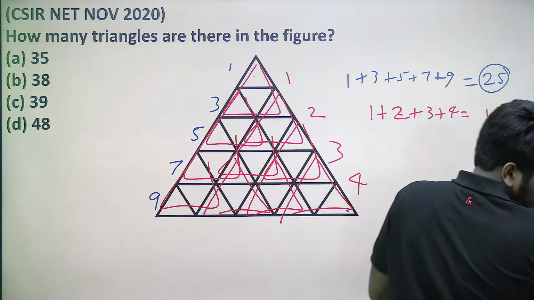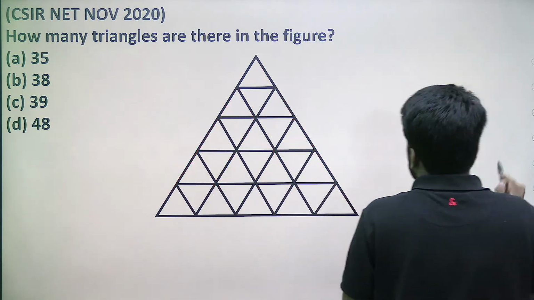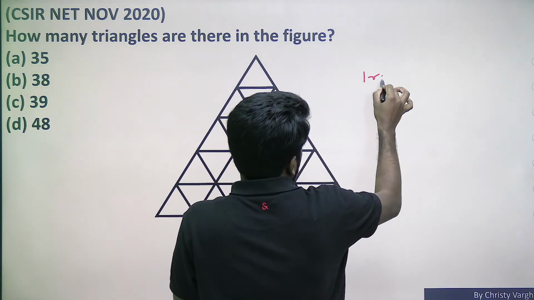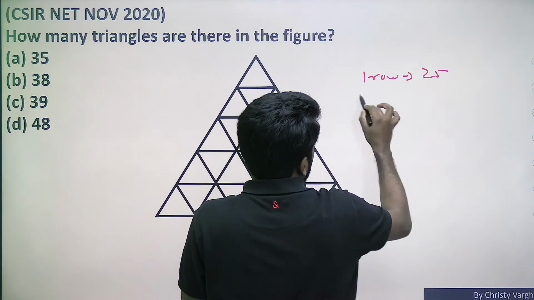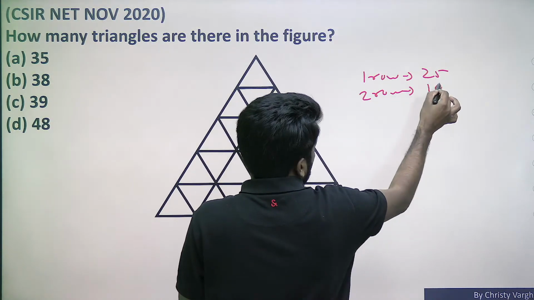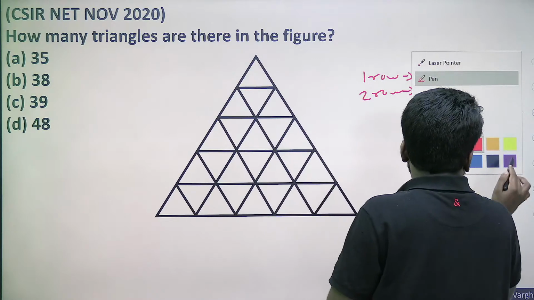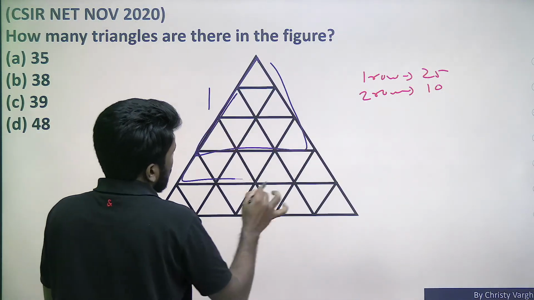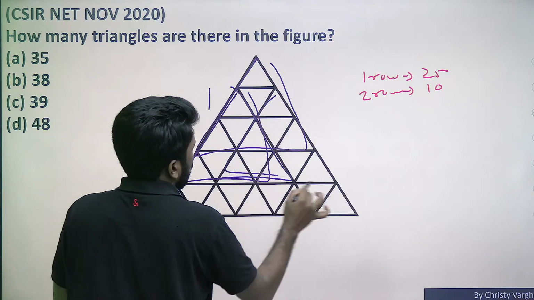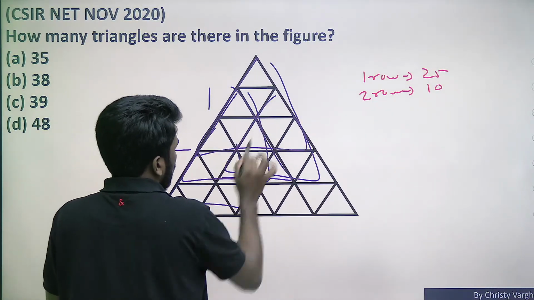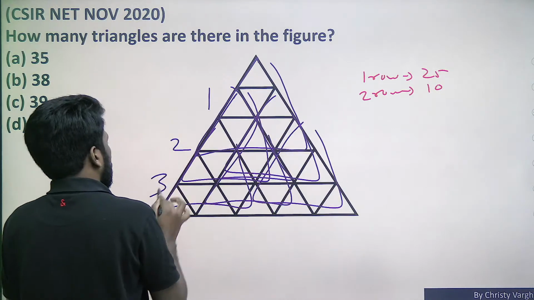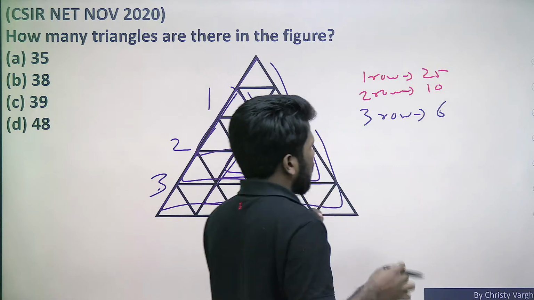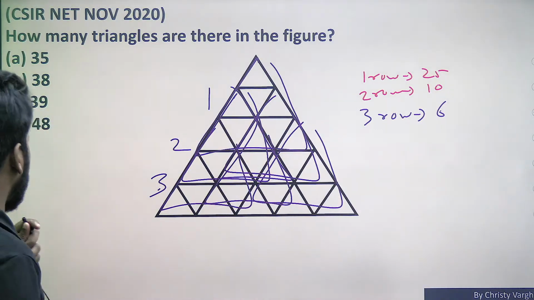Okay. 41 only got now, lady. I will explain that. So 35 is clear now. 1 row triangles are 25. 2 row triangles are 10. Now 3 row triangles, obviously you need to start counting. 3 row triangles. 1; 1, 2; 1, 2, 3. So that means 6 more. 3 row involved triangles, 6 more will be there. 25 plus 10, 35, plus 6, 41.